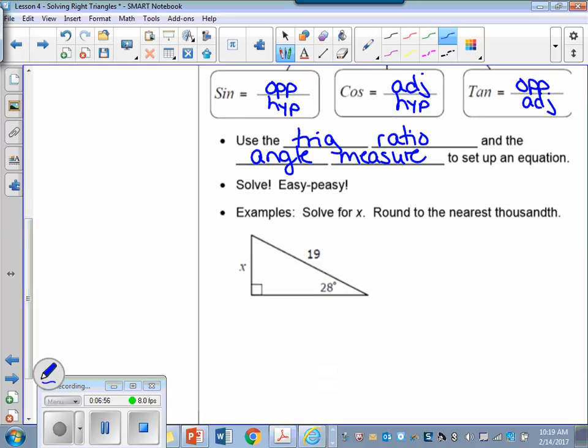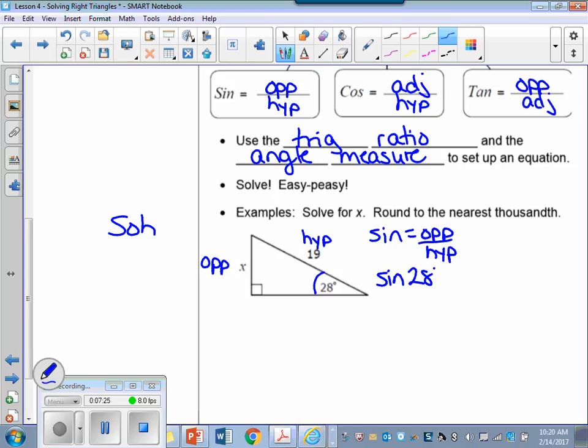Let's try one. All right, I have a 28-degree angle. So x is my opposite, and in this case, 19 is my hypotenuse. What trig ratio uses opposite over hypotenuse? And that would be sine. So sine is opposite over hypotenuse. That means the sine of 28 degrees equals my opposite, which is x, over my hypotenuse, which is 19.